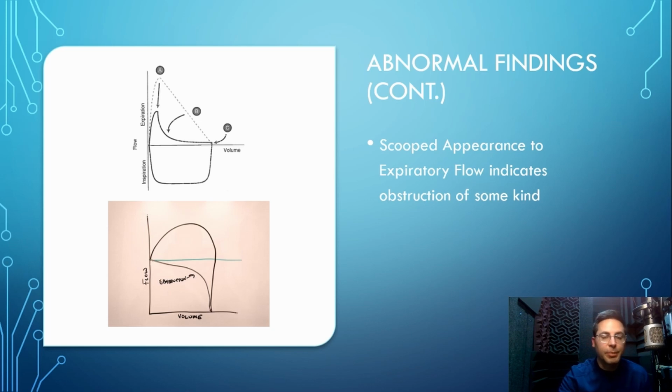Some other things we could expect to see. We can take a look at this waveform here, depending on which one you want to look at. We have our inspiratory phase looks fine, but then on expiratory flow, there seems to be a severe restriction of flow. This seems to be very, very depressed, and this is indicative of obstruction.